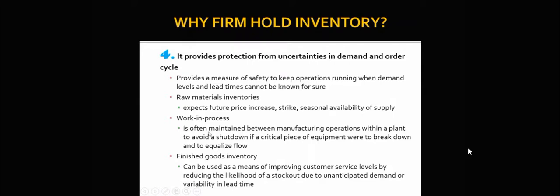Work in process is often maintained between manufacturing operations within a plant to avoid a shutdown if a critical piece of equipment were to break down and to equalize flow. So bila kita ada work in process, alright, kita selalu akan kekalkan lah antara product operation di manufacturing ni dengan plant untuk mengelakkan shutdown. Terpaksa kita tutup kilang ni semata-mata hanya kita tak ada raw material. So this is not good. So that's why whenever we deal with work in process, we need to have our own inventory.